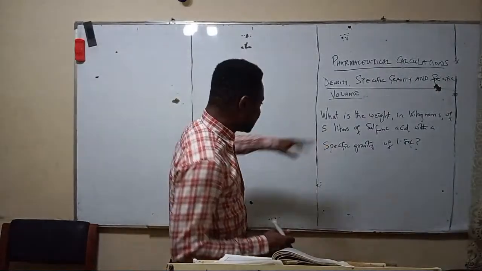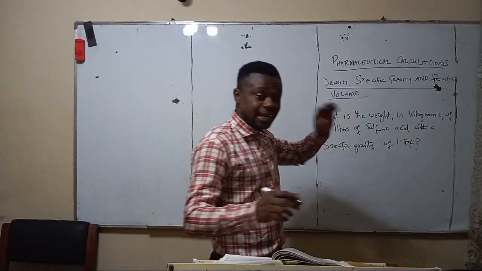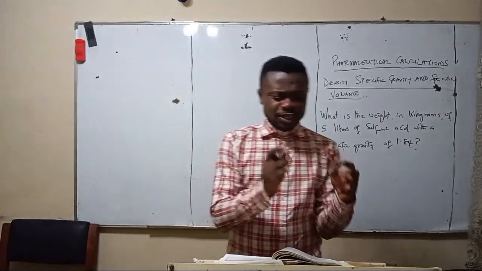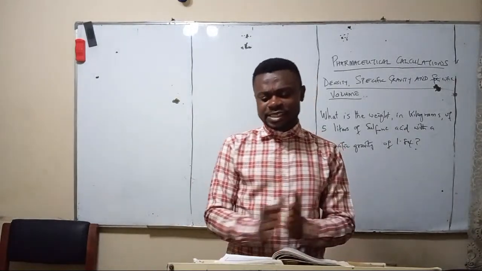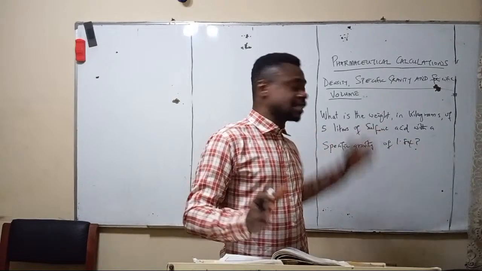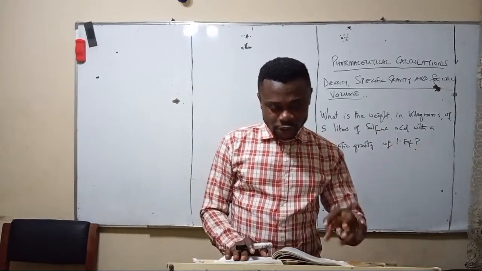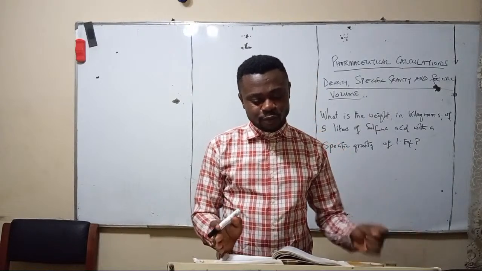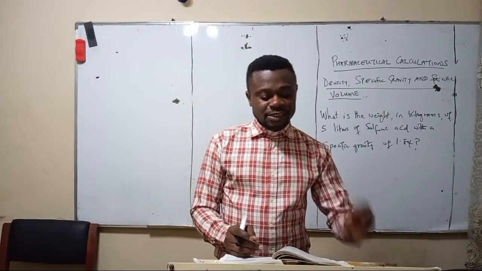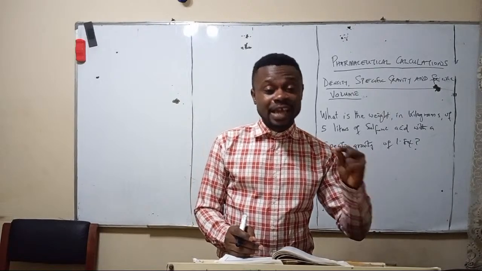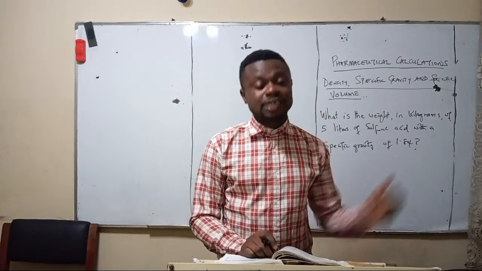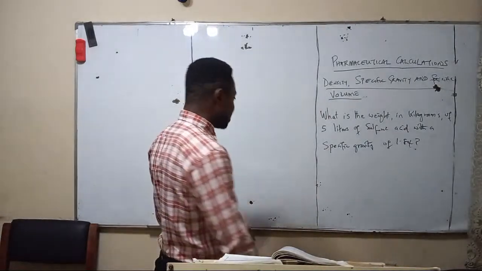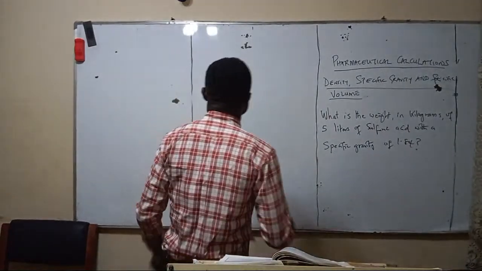So the only thing we can deduce from here is that sulfuric acid is heavier than water. If you get the same volume of sulfuric acid and the same volume of water, say 5 liters or any volume, and weigh the two of them, the sulfuric acid will be heavier than water. That's what specific gravity is trying to let us know. So with that at the back of our mind, let us solve this question.